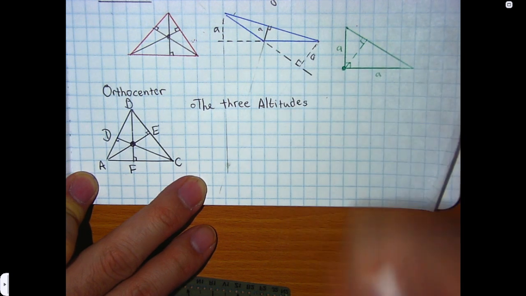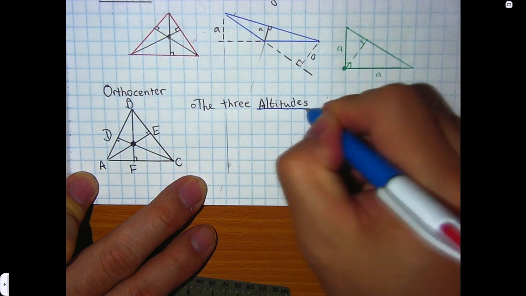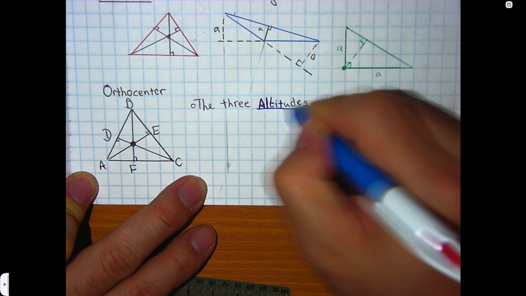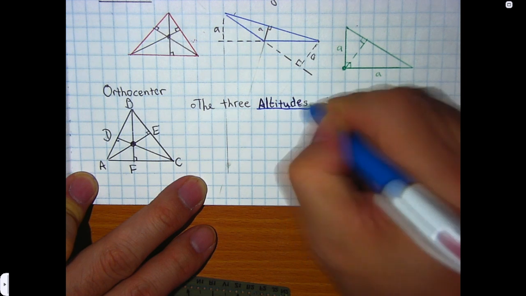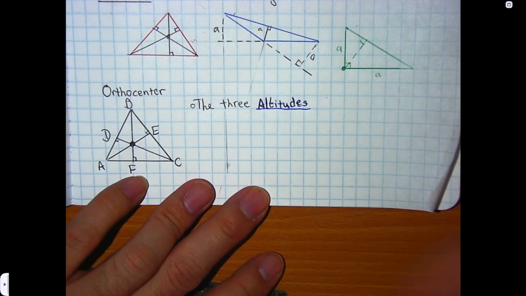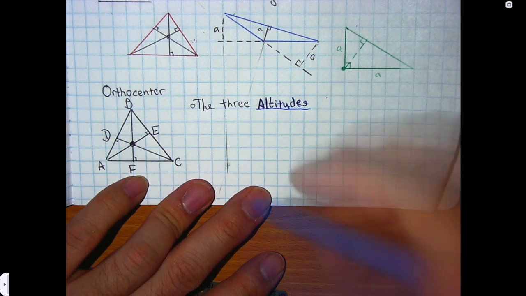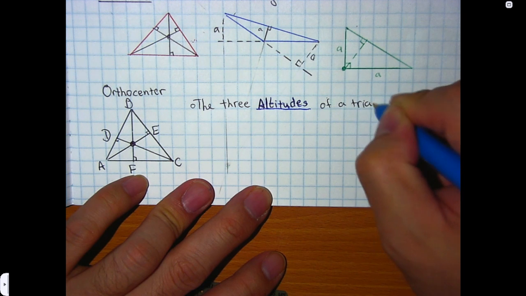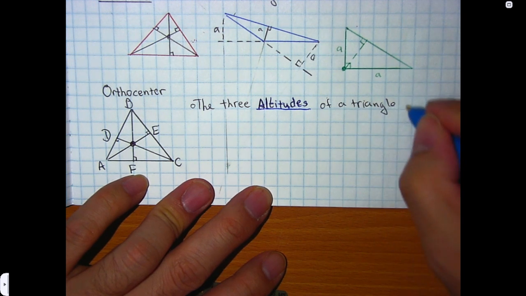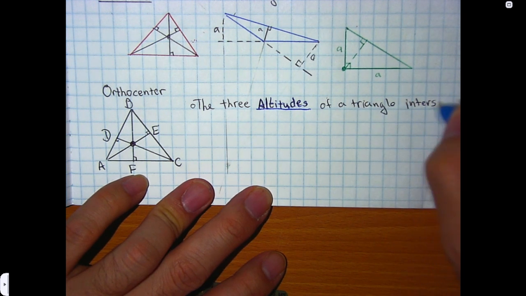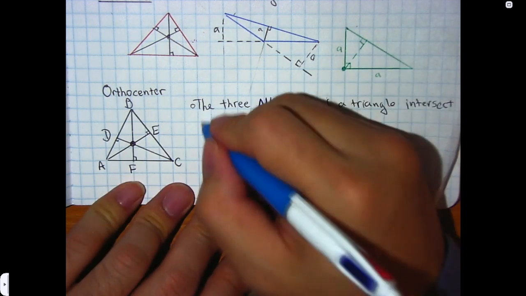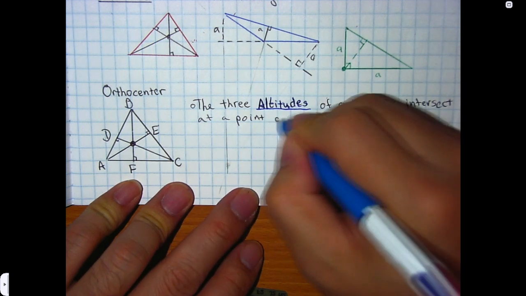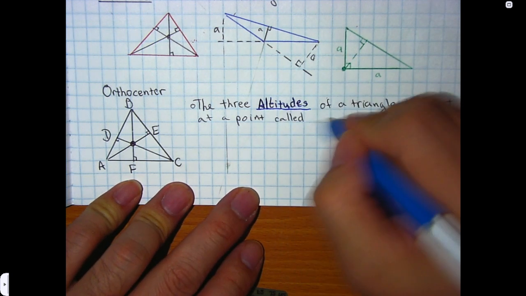Right, so these are our key facts here. Orthocenter deals with altitude, and you do not need to know the rotation part. The three altitudes of a triangle intersect at a point called the orthocenter.